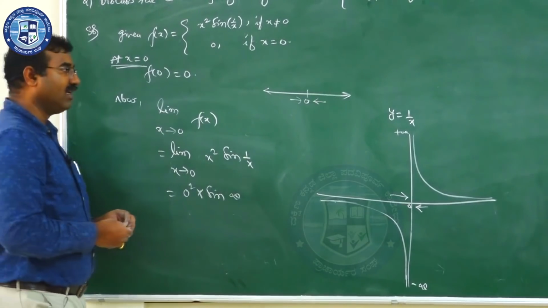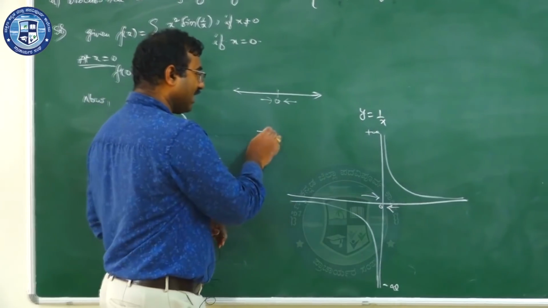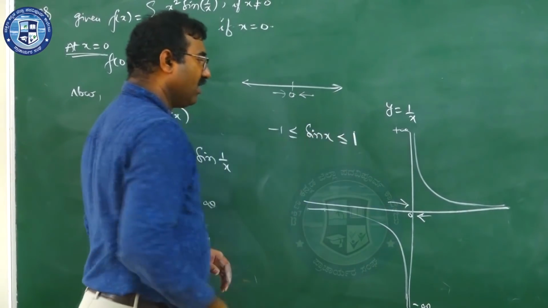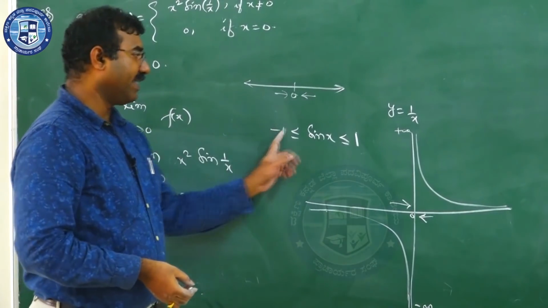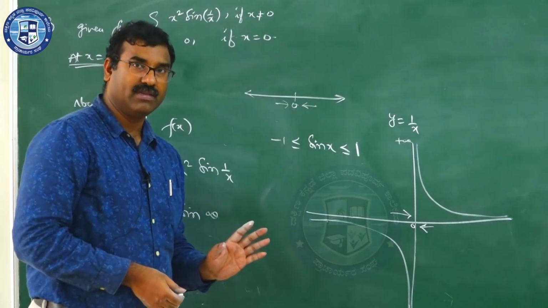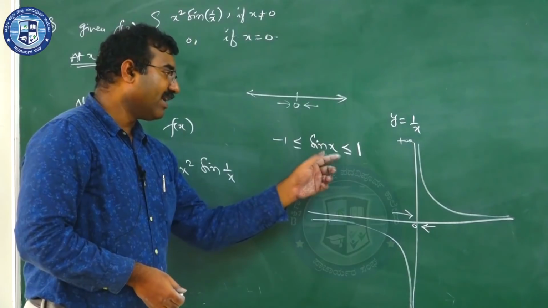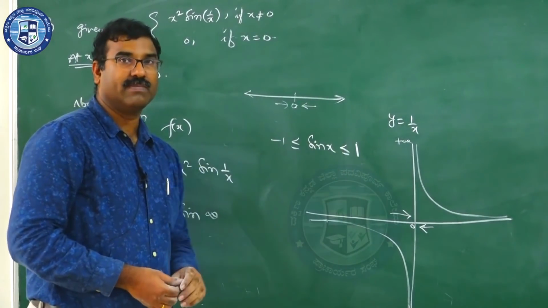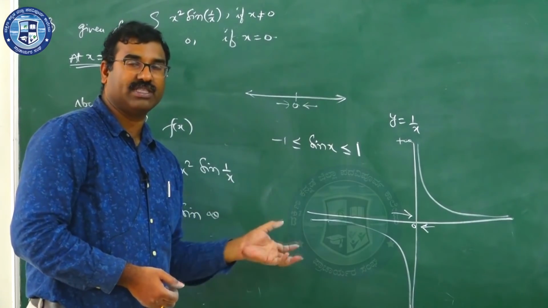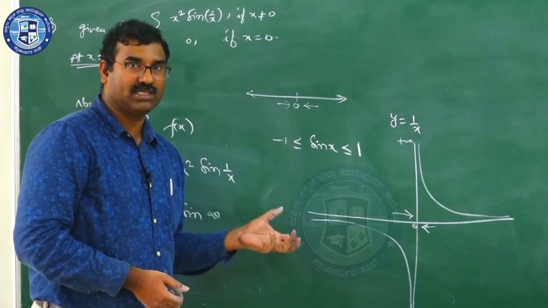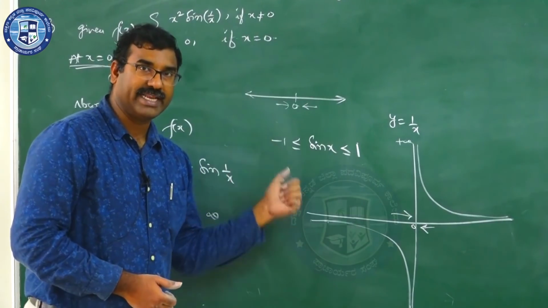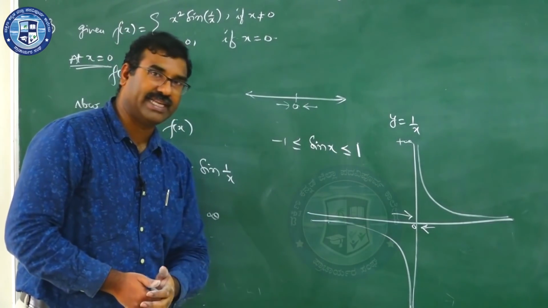Bounded function means we all know the range of sin x. The range of sin x is minus 1 to plus 1. Sine is defined throughout the real number system and sine lies between minus 1 and plus 1. You have to understand this point. Sine is a bounded function, that means it has some bounds. The minimum value is there, the maximum value is there. The minimum of sin x is minus 1 and the maximum of sin x is plus 1.